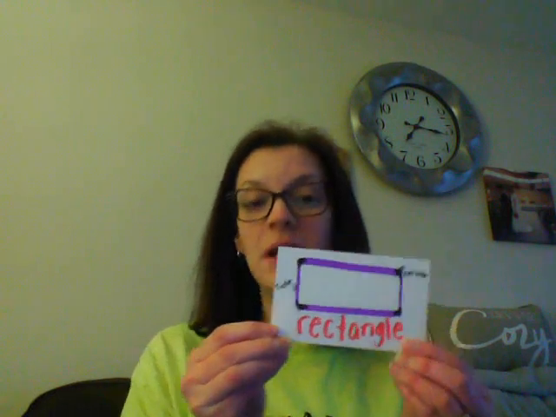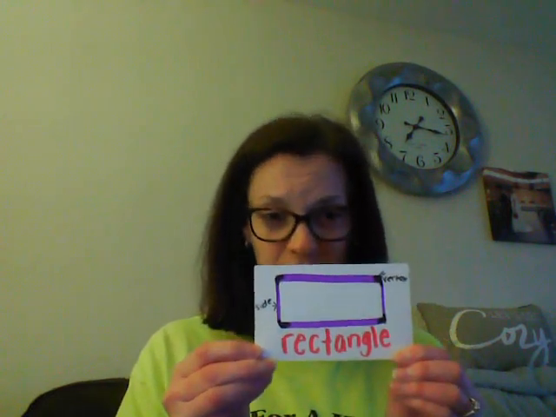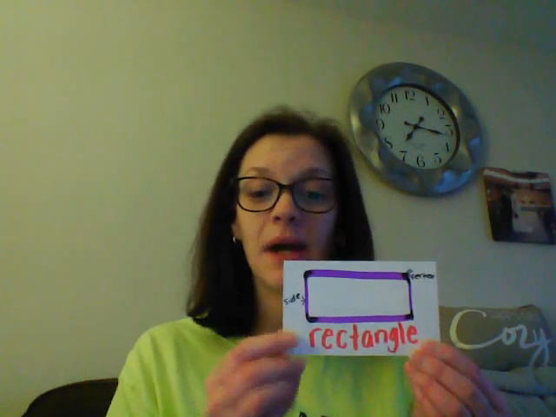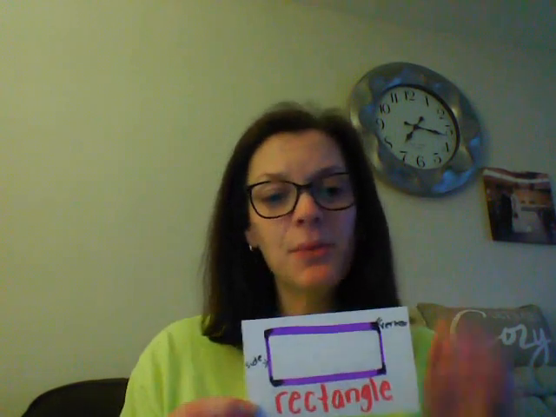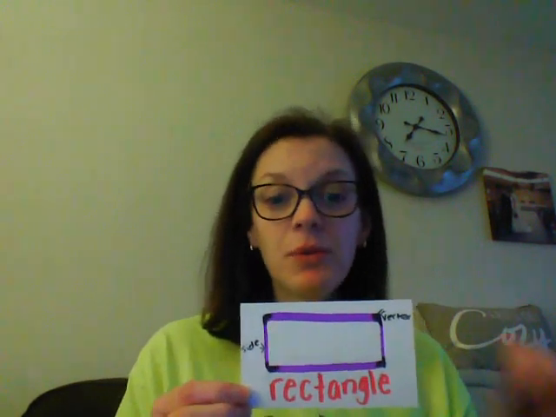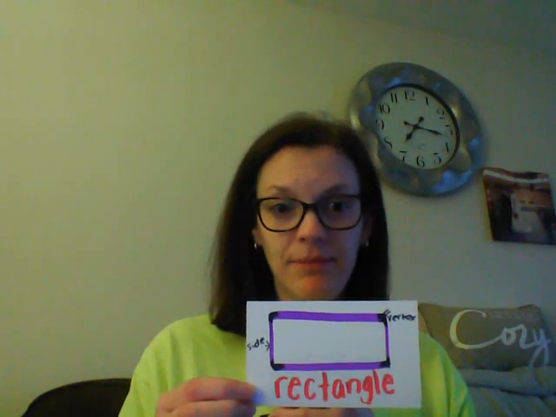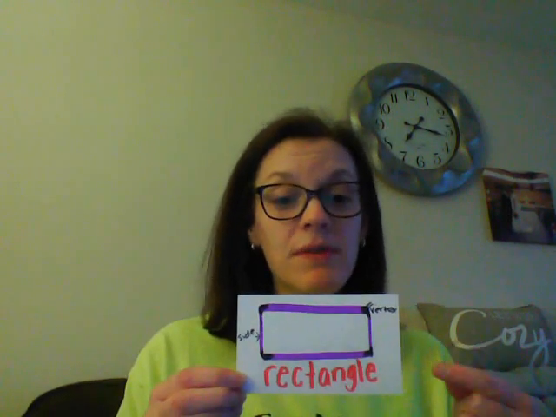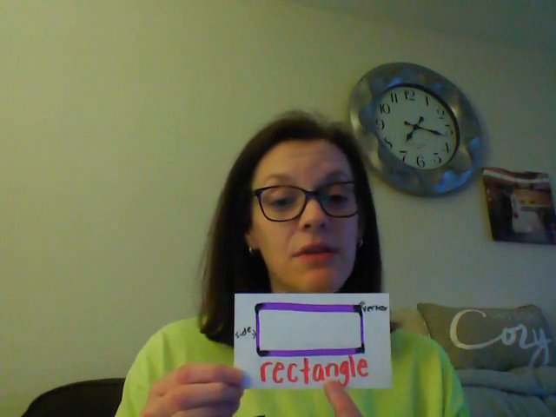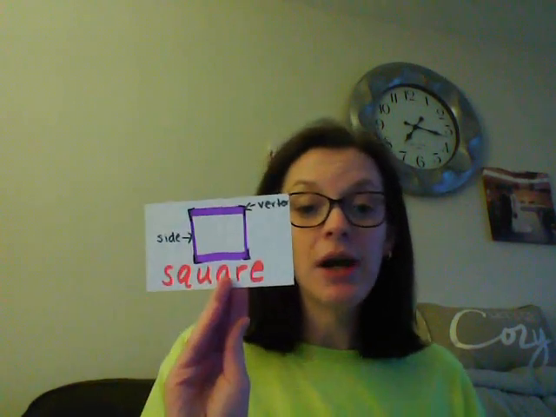Now, here's our rectangle. How many sides does the rectangle have? 4, that's right. 1, 2, 3, 4. But what's different about the sides from the square to the rectangle? If you said 2 sides are the same length and the other 2 sides are the same length of the rectangle, you are correct. The top and bottom are the same length and the 2 sides are the same length. Because when we have a square, all 4 sides are the same length.